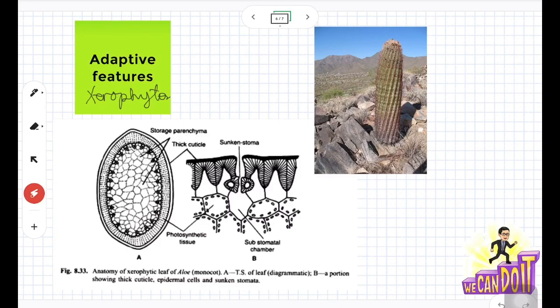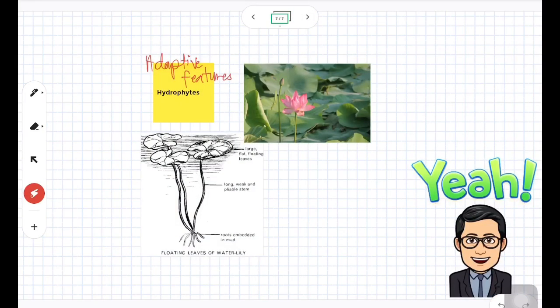Now let's move on with some adaptive features of hydrophytes. Right. So if xerophytes are plants that can survive with very little water, this is the opposite. Hydrophytes are plants that grow on or in water. So let's talk about the different adaptive features of the hydrophytes. You can see a lotus from here, and we have a water lily from the diagram.